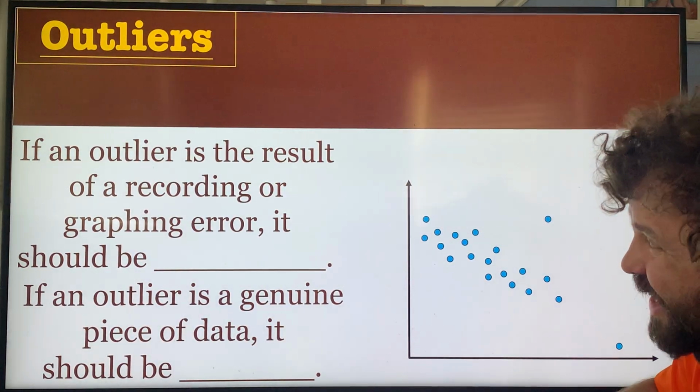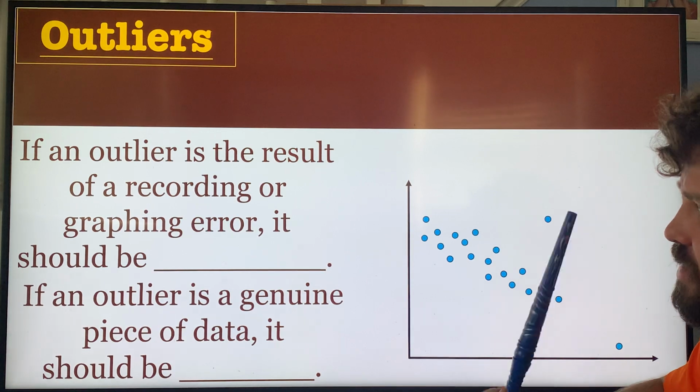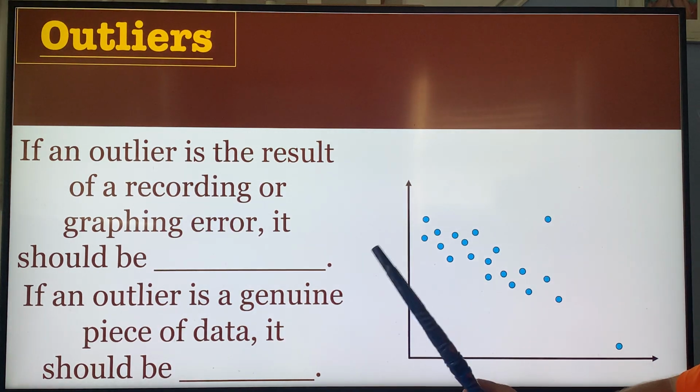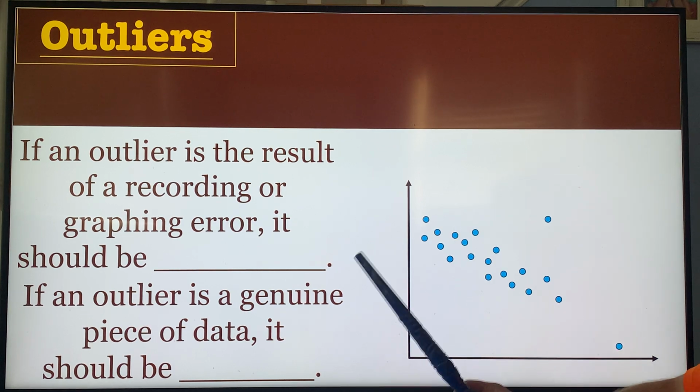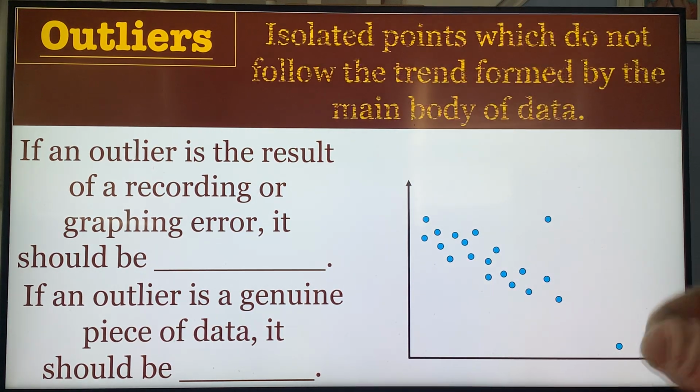Outliers. If an outlier is the result of recording or graphing an error, it should be discarded. If an outlier is genuinely a piece of data, it should be kept. So first off, what do you think an outlier is? Look at this. Do you see any outliers? I see only one.